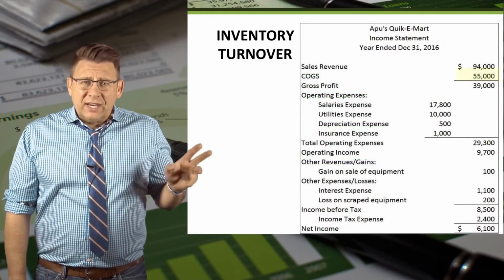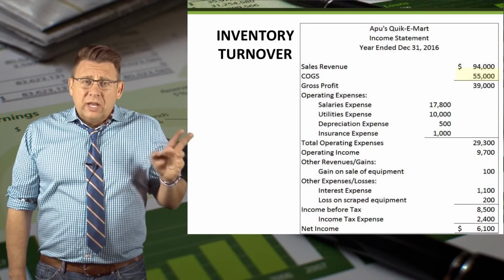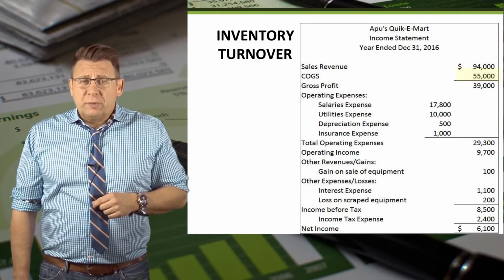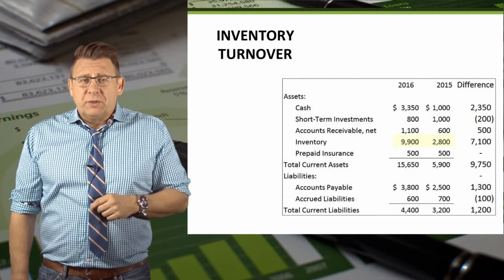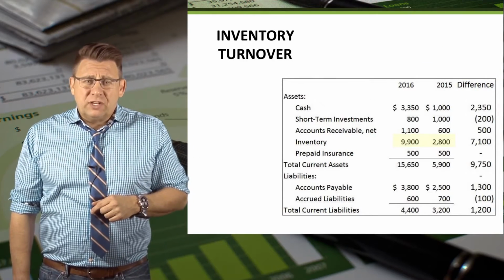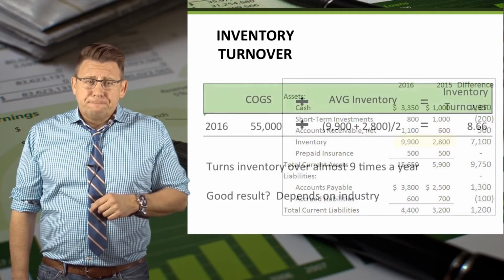Here is an income statement from a sample company. I've highlighted cost of goods sold, and we'll use that information to determine the inventory turnover. Additionally, we need some information from the current assets section of a balance sheet. I've highlighted 2 years' worth of inventory balances.